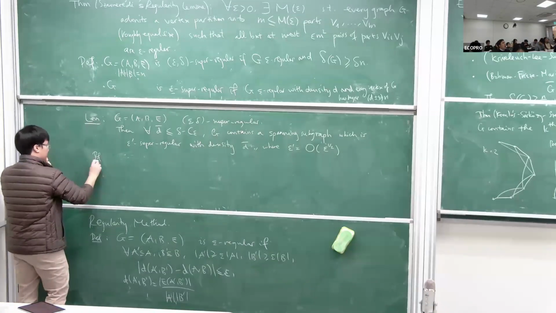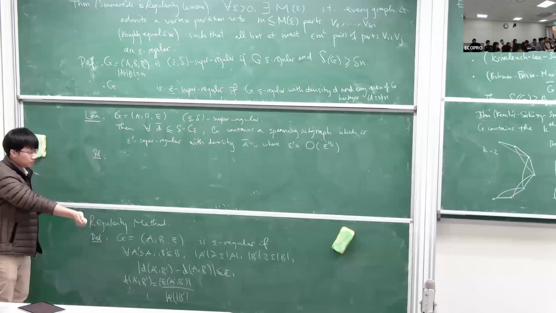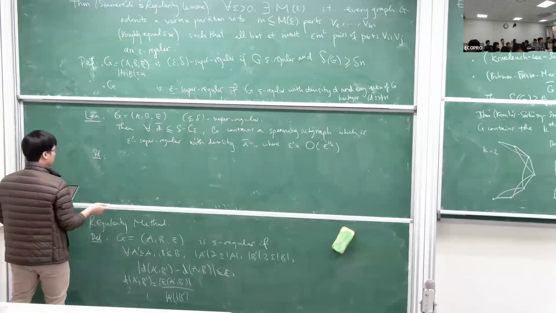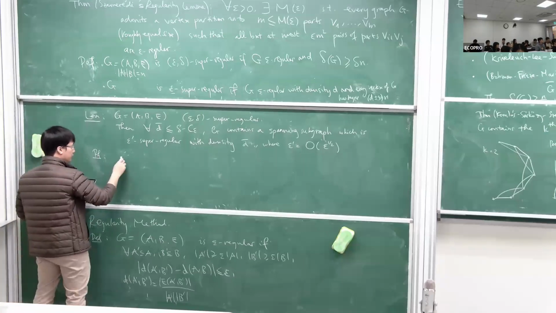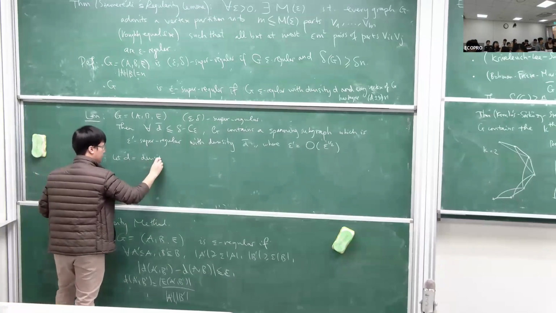So maybe let me very briefly sketch the proof of this, using the usual maneuvers with the regularity lemma. Here what we do is, let D be the density of the graph G that we start with.